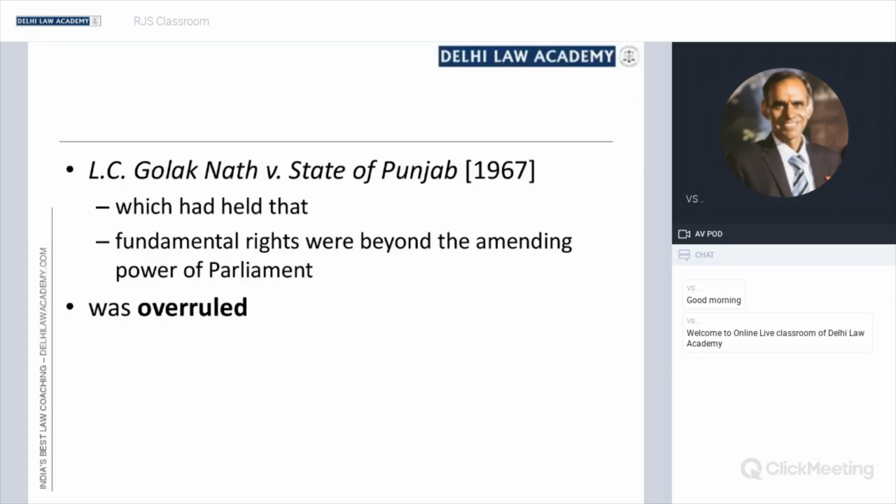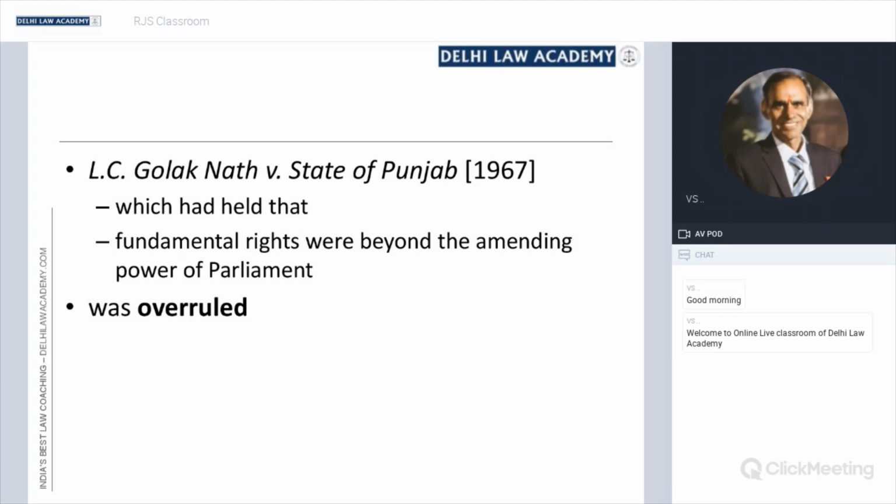Now, what is the effect of holding the amendment as valid? The effect is that the Parliament gets the power to amend any of the fundamental rights. And if this power is to be upheld, then what happens? The Golaknath case, which had held that fundamental rights were beyond the amending power of Parliament, had to be overruled, and it was duly overruled in this case.